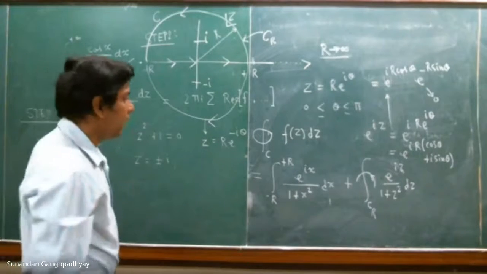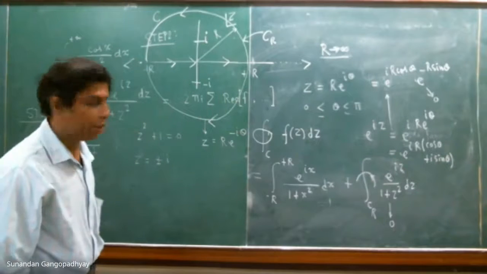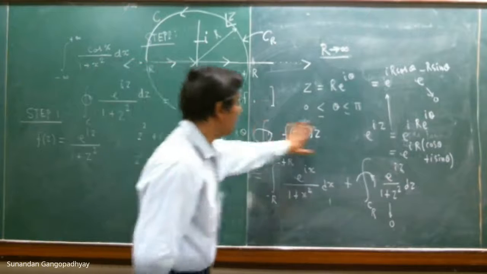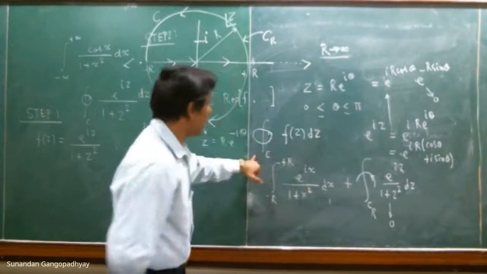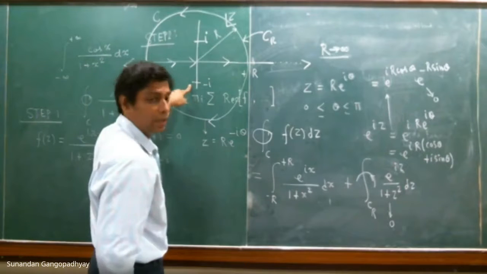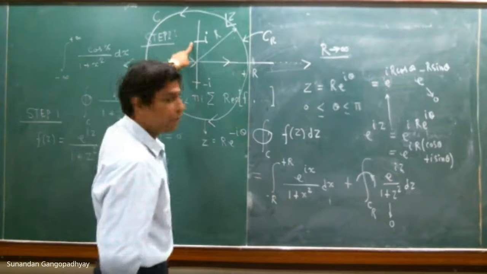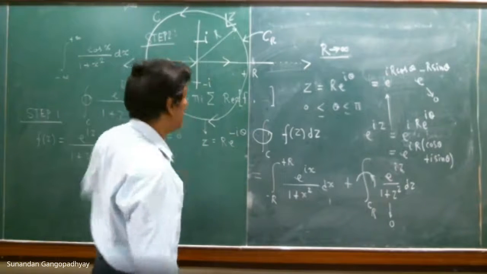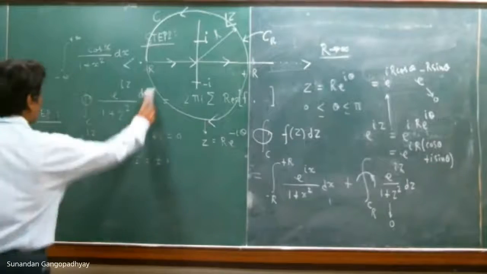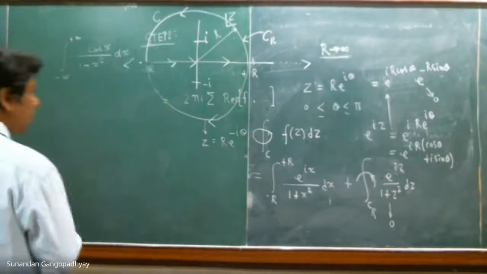Now the thing is very simple. This contribution is gone in the limit r going to infinity, and this integral is nothing but this integral. But the way I have closed the contour, it encloses only the pole at plus i. This pole is not inside the contour, so it will not give you any residue. Only this one will give you the residue, and we have to calculate the residue at this point. And what is that? It is very simple to calculate. You know how to calculate residues. Let us do that.